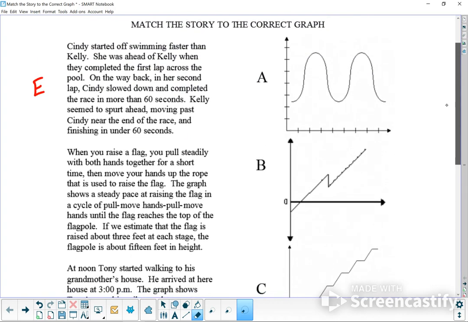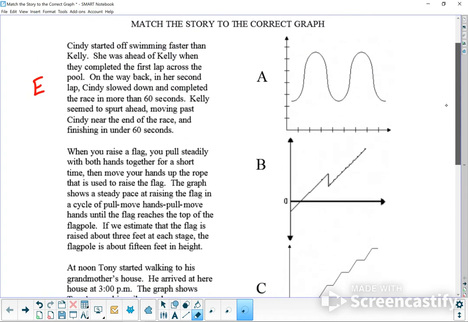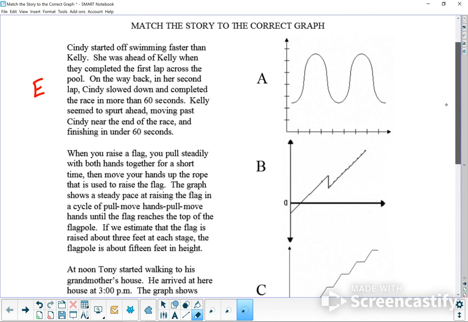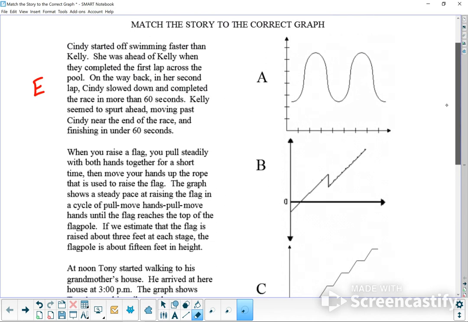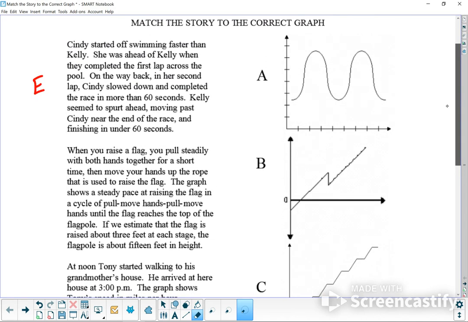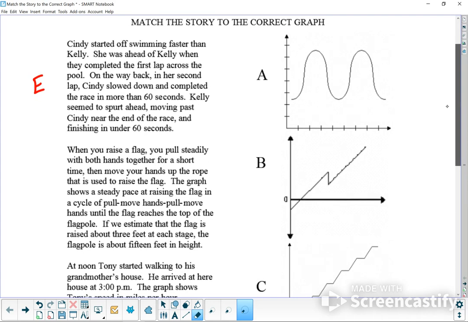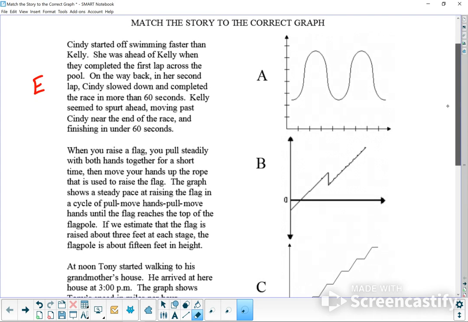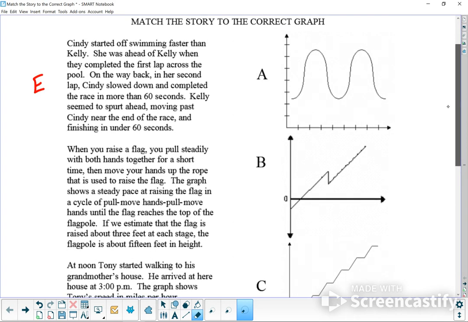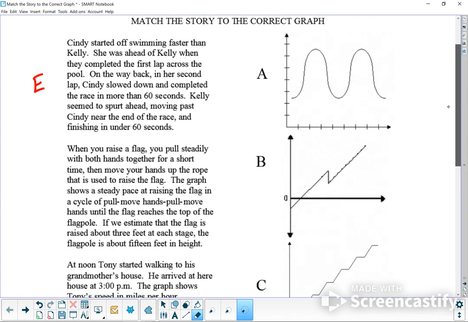You raise the flag, you pull steadily with both hands together for a short time. That's number two. Then you move your hands up the rope. That is to raise the flag. The graph shows a steady pace of raising the flag in a cycle: pull, move hands, until the flag reaches the top. We estimate that the flag is raised about 3 feet at each stage. The flagpole is about 15 feet in height.